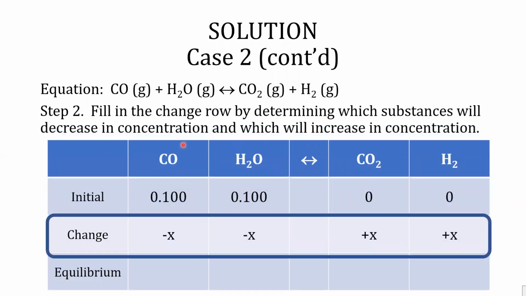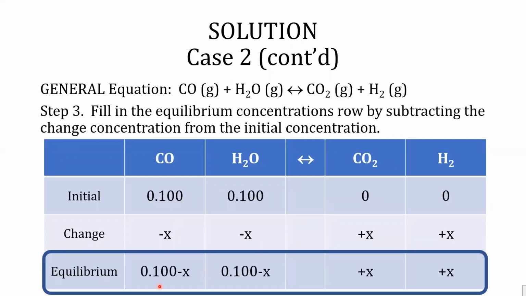Step 2 is to fill in the change. The change for CO and H2O are both minus X, and for CO2 and H2, plus X. Step 3 is to fill in the equilibrium concentrations row by subtracting the change concentration from the initial concentration. The equilibrium concentration for CO and H2O are 0.100 minus X, and for CO2 and H2, they are X each.